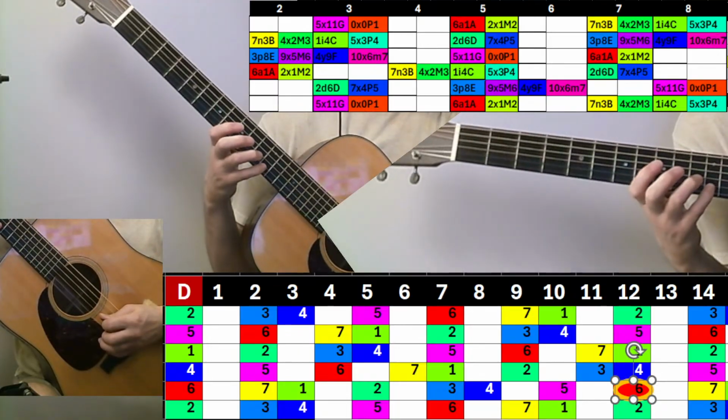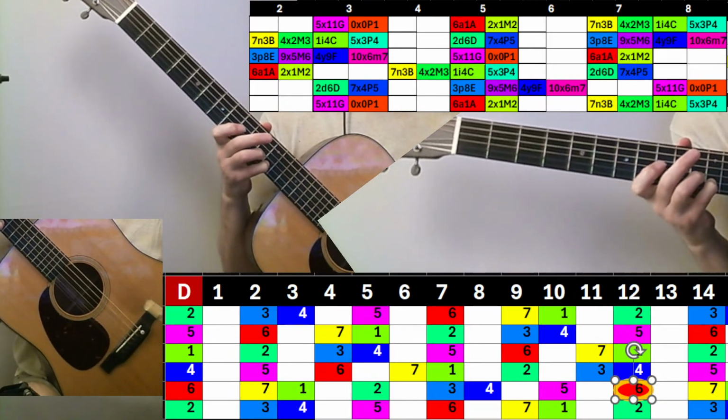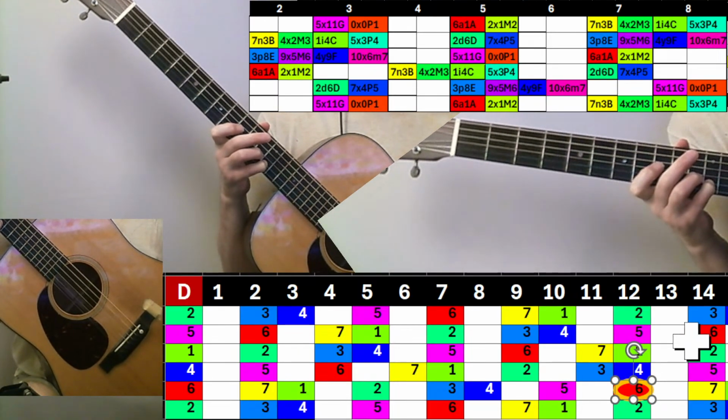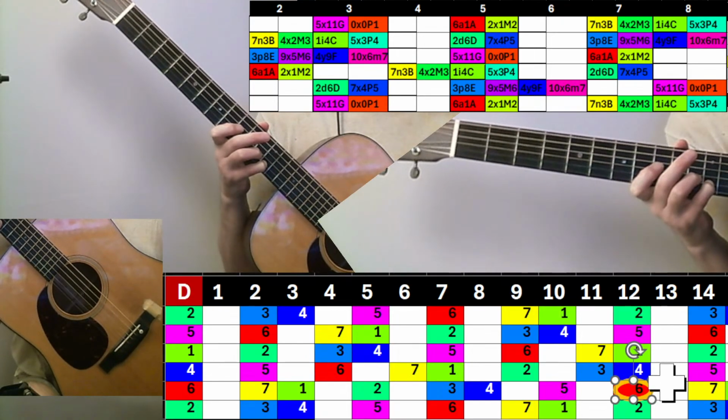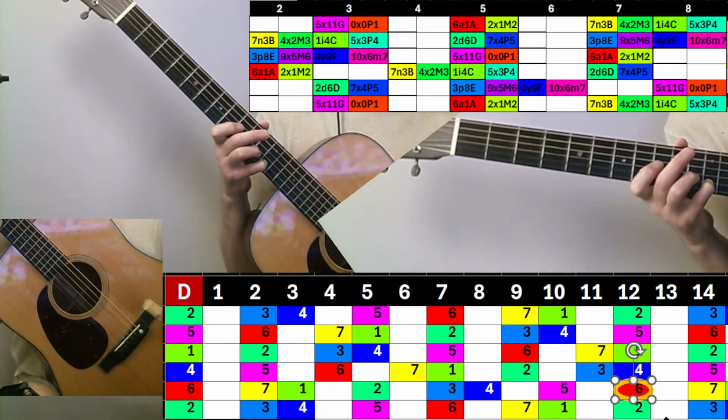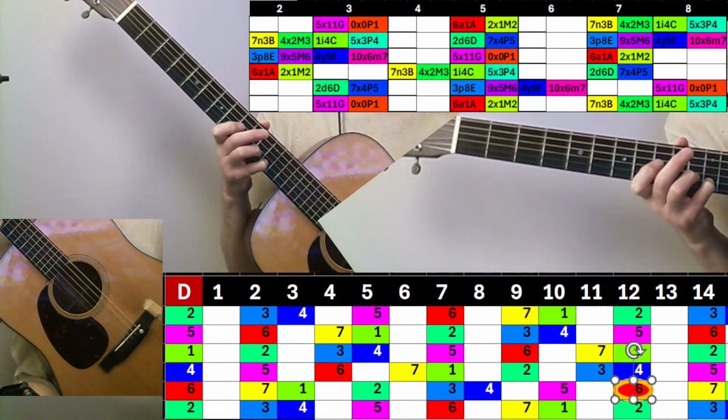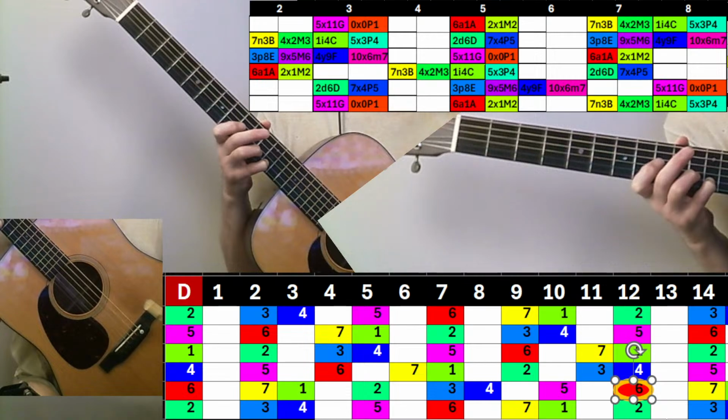So Aeolian in D is B minor. Hold on a second. Root B. So wait a second. I'm right on. See, the Aeolian of D is just B, right? Is B. Yes, Aeolian of D is B.